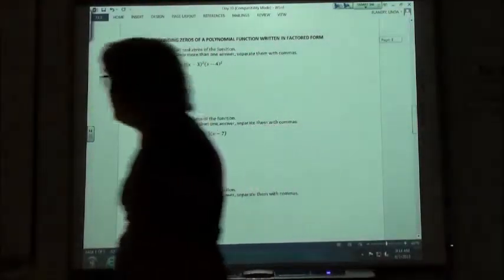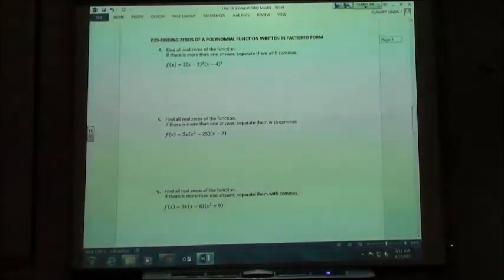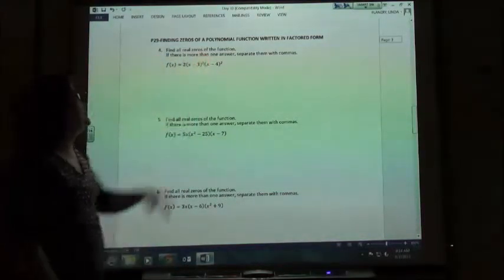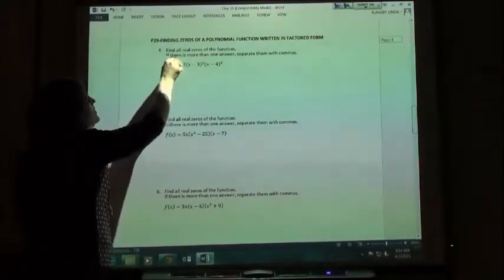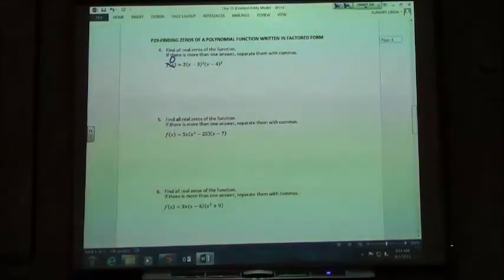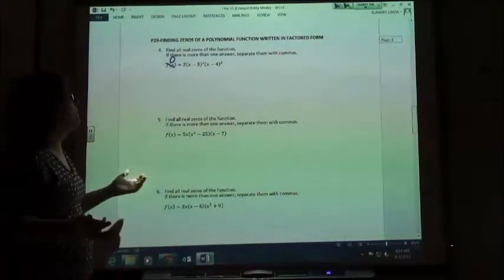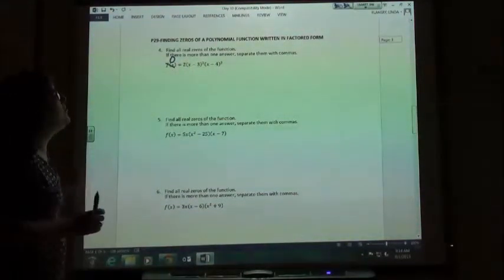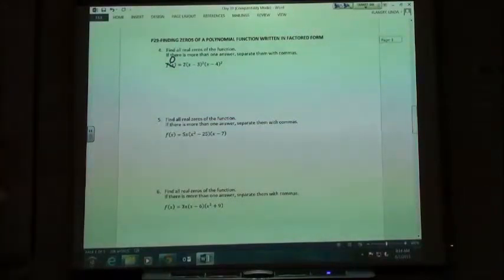The next one wants us to find all the real zeros of the function. If there is more than one answer, separate them with commas. Well, when they're talking about finding the real zeros, they're talking about where this equation equals 0. And we solved all those equations by factoring them out, which they already are. So what I'm going to do is set each of my factors equal to 0 and solve.